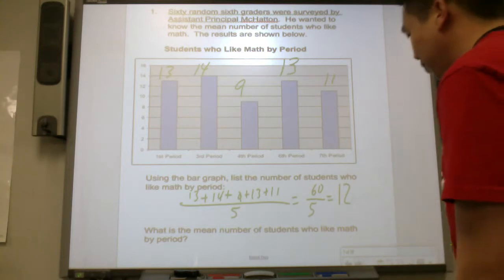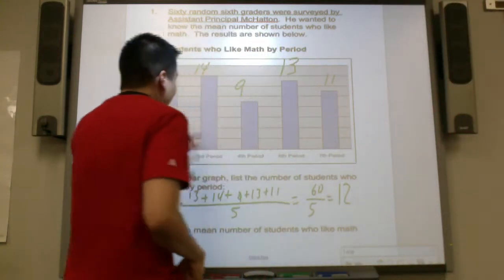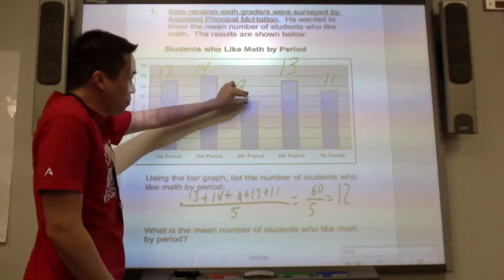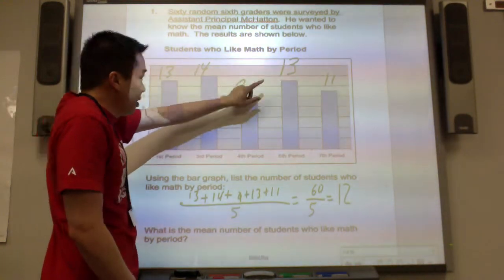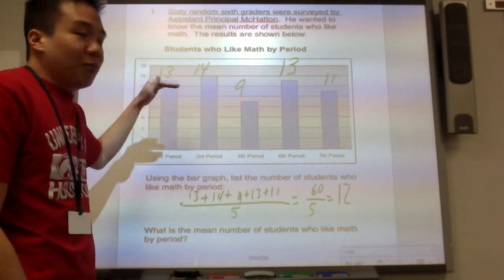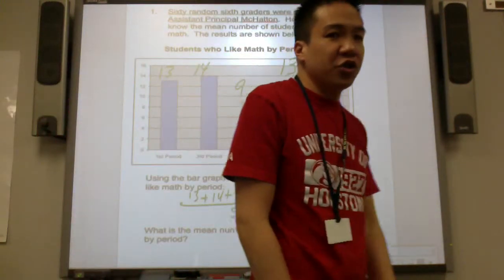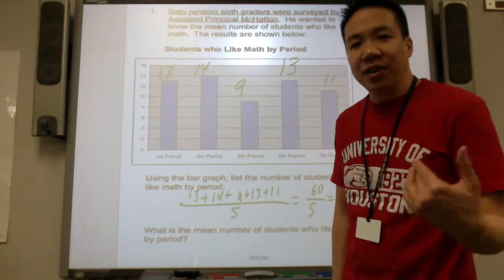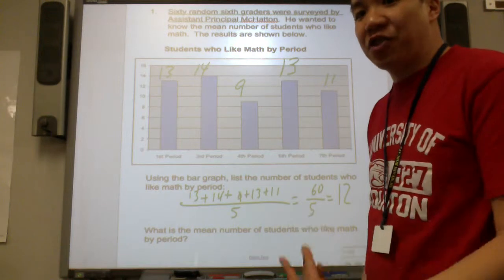It is 12. Why, again, you might say? So if I took some from here and put it here, took 3 from here and put it here, if I took one here and put some here, it would be averaged out to be 12 students who like math per class. So it's an average.